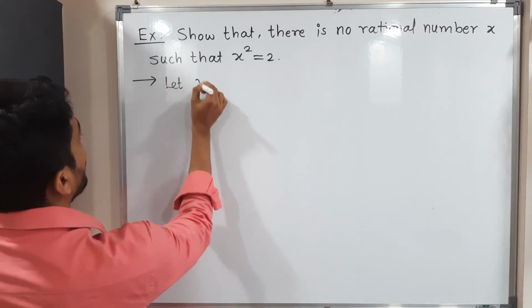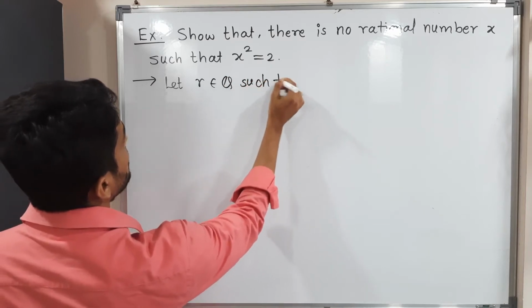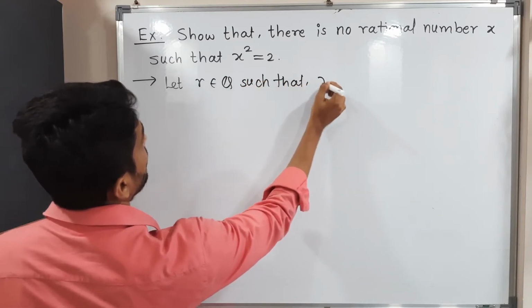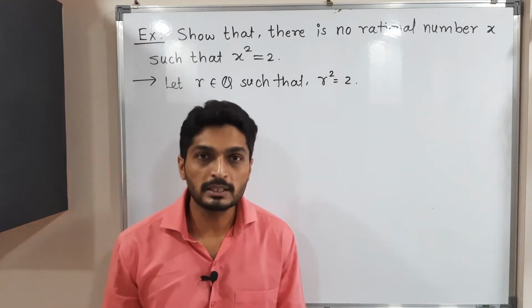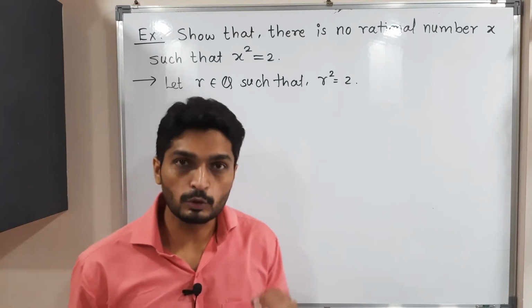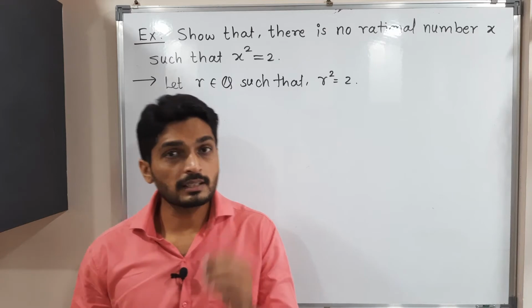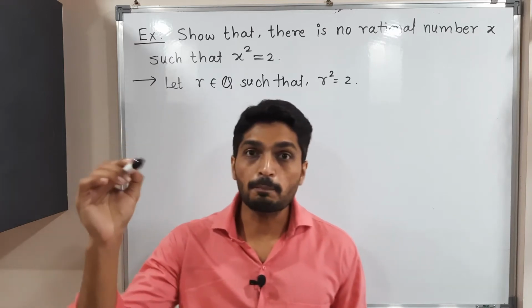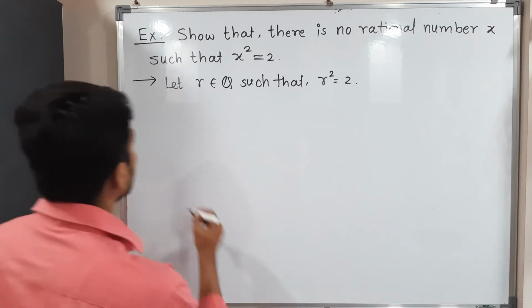Let R belongs to Q such that R square is equal to 2. This thing I am assuming. I am assuming there is a rational number. Q means set of rational numbers. There is a rational number whose square is 2. What is a rational number? A rational number means a number which can be expressed in the form of P upon Q. So this R also can be expressed in the same form.